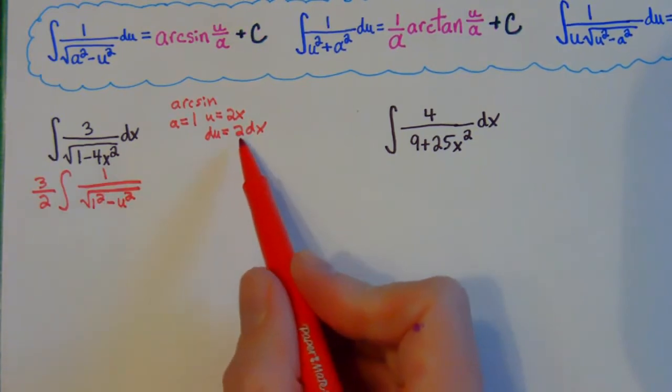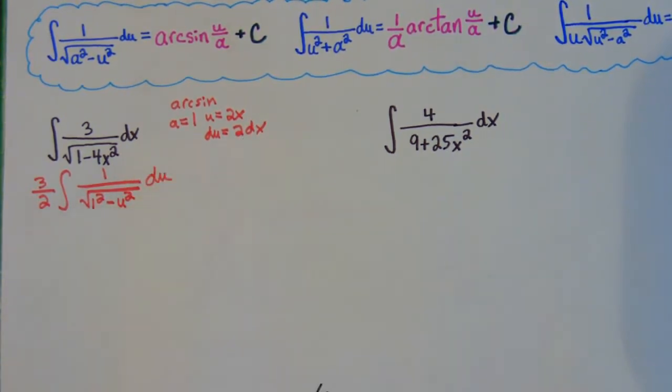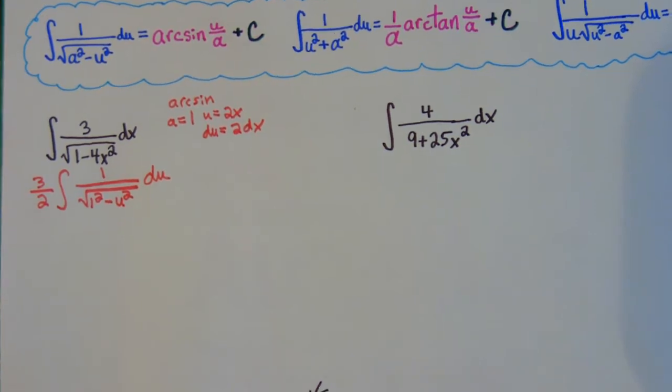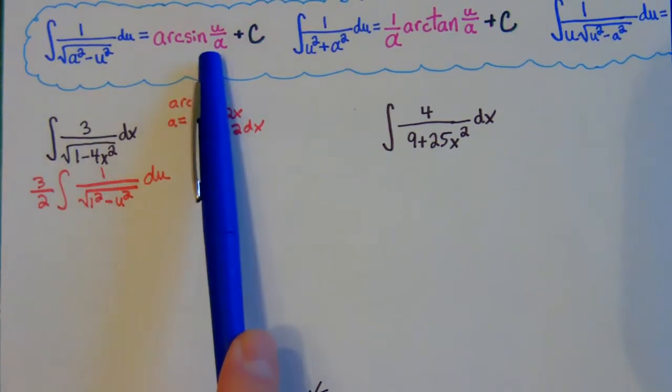Typically if I have stuff to balance, I'll rewrite it like this in terms of the u and the du. And then this is our pattern here, where once you get it matching that pattern, now we can go straight to the answer.